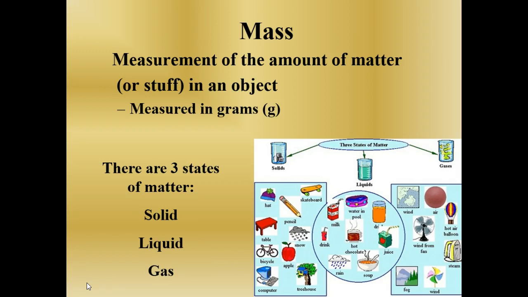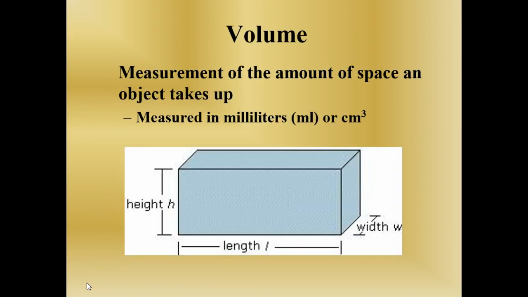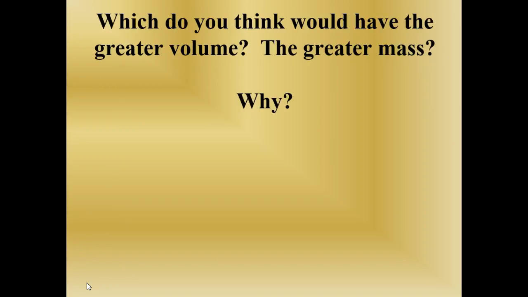Okay. So mass we talked about in the last video. It's the amount of stuff in an object. It's measured in grams. We use a balance for that. Volume, we talked about that in the last video. It's how much space something takes up. If you have a solid cube, you measure it and you get centimeters cubed, or you can have milliliters depending on what you're using.